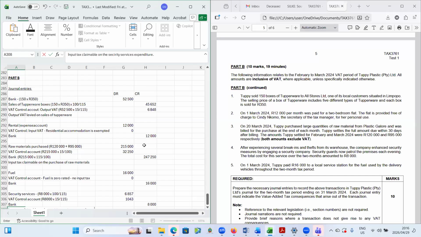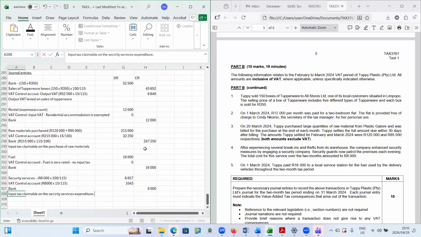Yeah, I think it's fair enough. Yeah, Mr. Madondo, the calculation on the security services seems incorrect, but I get the concept. It seems to be incorrect. Okay.